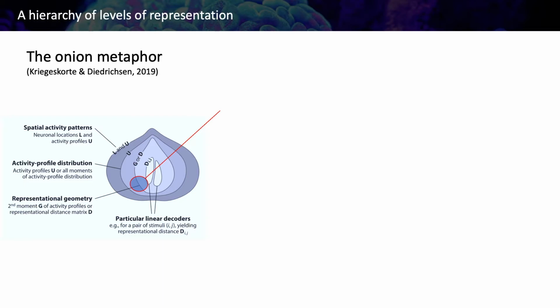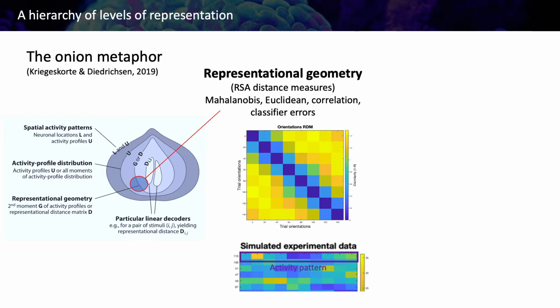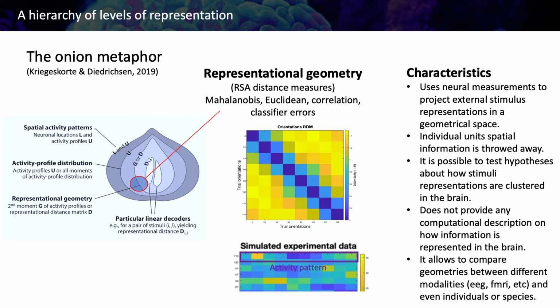Then we can look at the next layer, which is the representational geometry. And here we have the distances based on the Mahalanobis, Euclidean or correlation, or even the classifier errors. That's going to tell you the distance between the different classes that you want to evaluate. Again, based on pattern activity. So what are the characteristics of this?